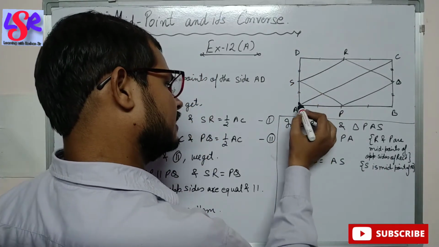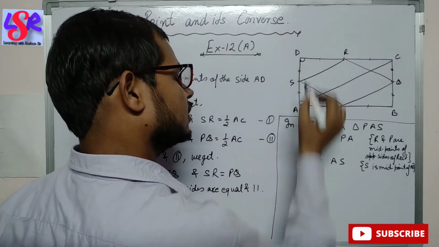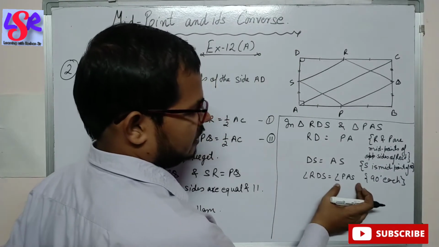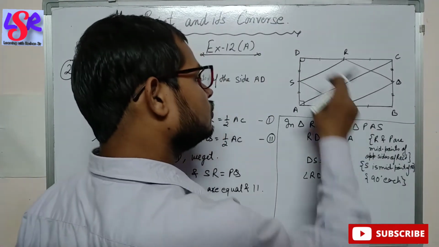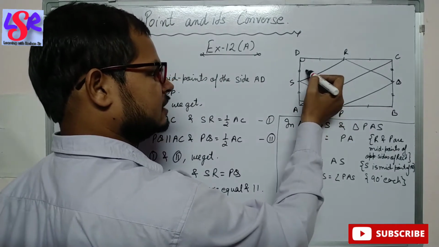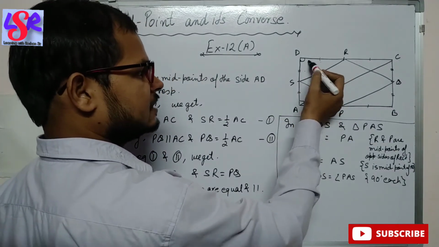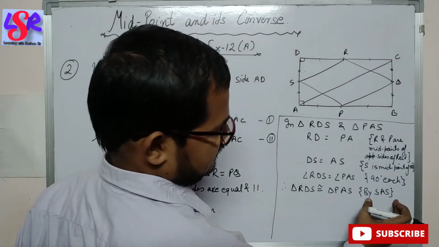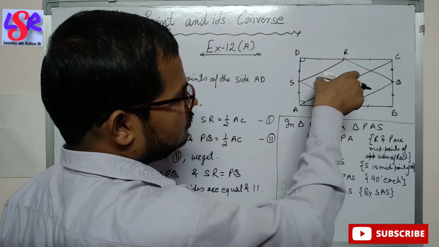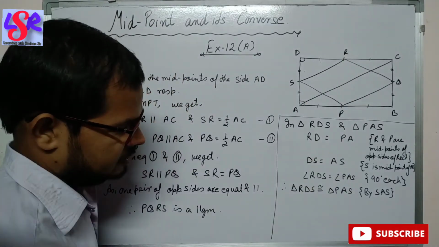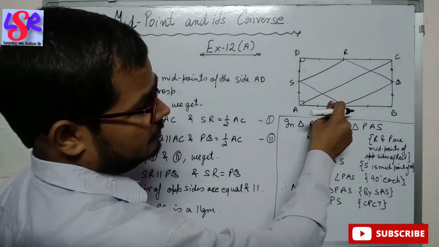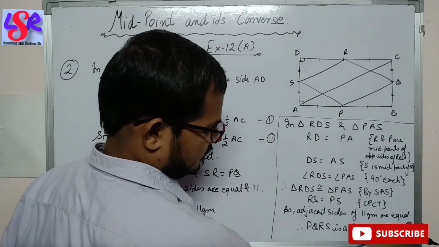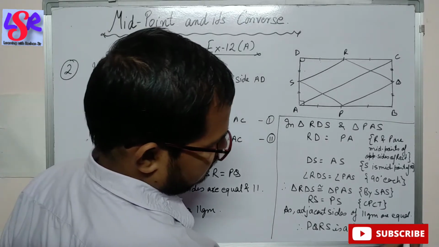Then angle RDS and angle PAS are both 90 degrees, as they are vertex angles of a rectangle. To prove these two triangles congruent, we have used two sides and the included angle, so it will be SAS. Therefore triangle RDS is congruent to triangle PAS by SAS, and side RS will be equal to PS by CPCT. Now as the adjacent sides of the parallelogram are equal, therefore PQRS is a rhombus, hence proved.